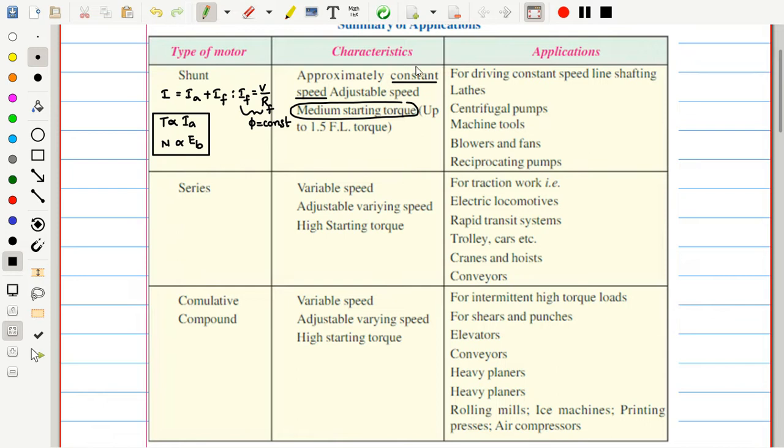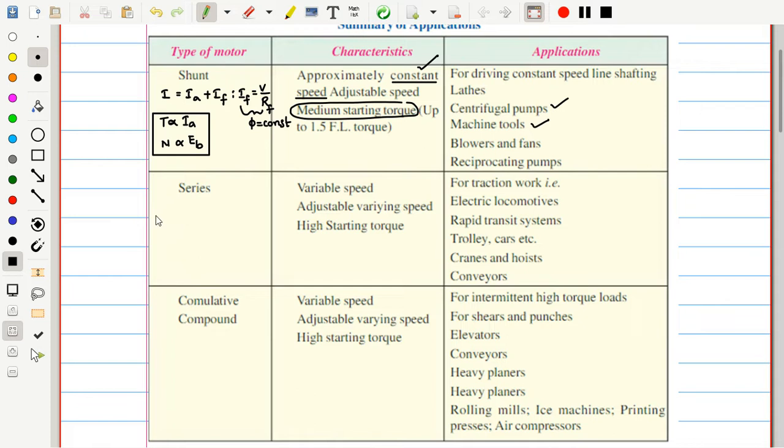So in these kinds of applications we use the DC shunt motor. First thing is constant speed, second thing is medium starting torque. Wherever these requirements come across, we can use it, for example constant speed drives, wherever you have the application of constant speed, like lathe machines and centrifugal pumps, some mechanical machining tools, blowers, fans, and reciprocating pumps. These are the certain applications where we can use the shunt machine.